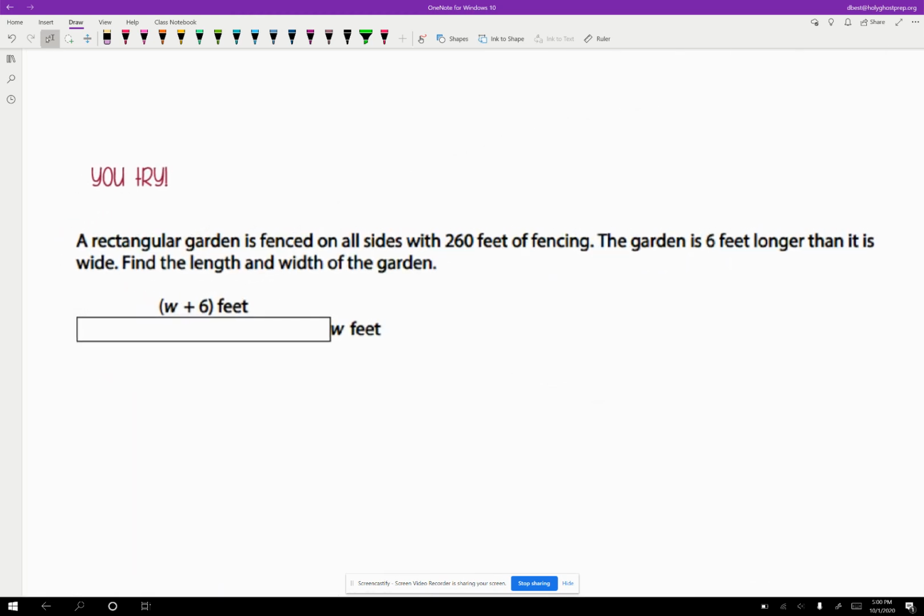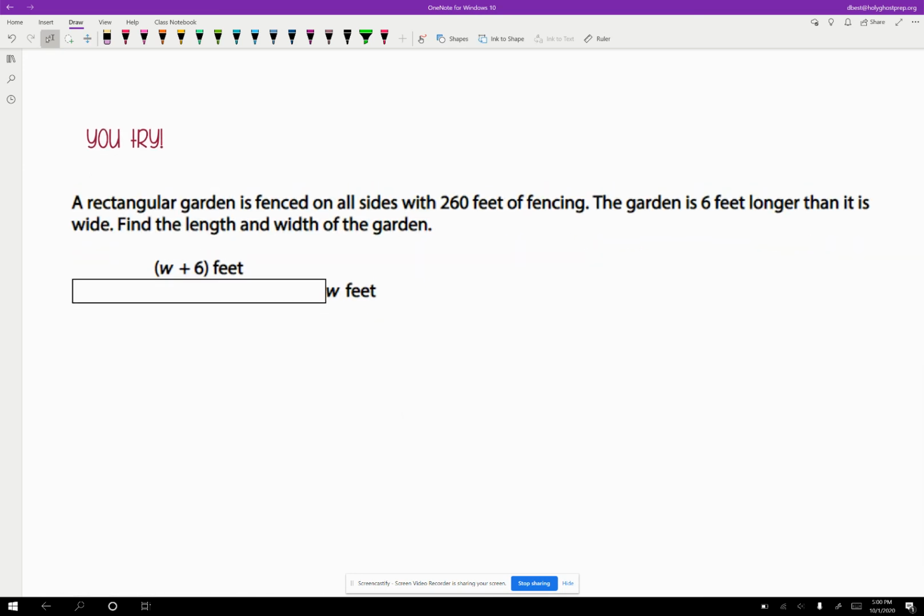All right, here's the one you are going to solve on your own. I'll get you set up a little bit though. We have a garden fenced in on all sides with 260 feet of fencing. We know that the garden is 6 feet longer than it is wide. We are going to solve for both the length and width of the garden. So I know all the way around is 260 feet, and that's another way of saying my perimeter. The perimeter is the same thing as the sum of all the sides.